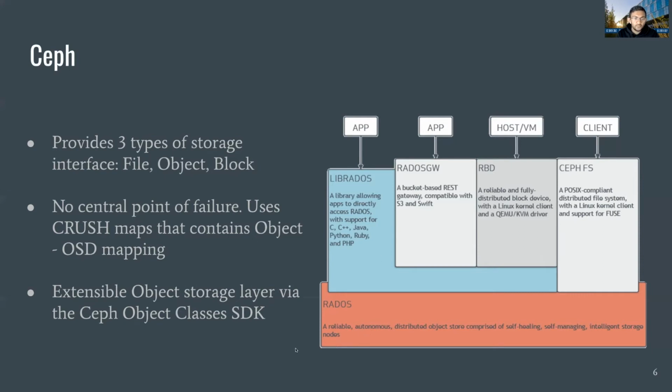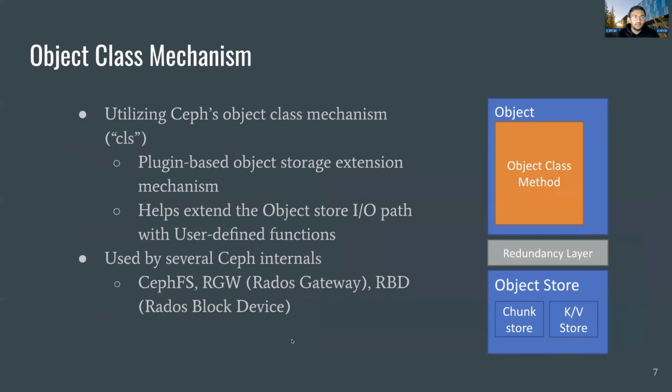Let's discuss the Ceph object classes SDK in detail in the next slide. Basically, the Ceph object class mechanism is a plugin-based object storage extension mechanism. It allows extending the object store IO path with user-defined functions. If you see on this figure, at the very bottom, there is the object storage layer, which has the chunk store and the key value store, and which basically serves raw blobs of data.